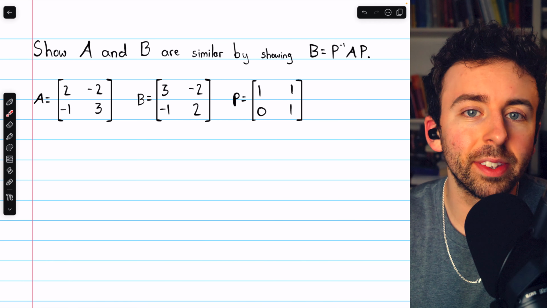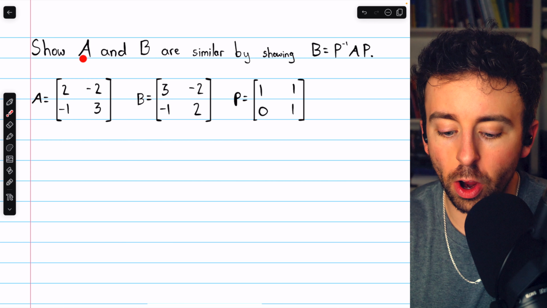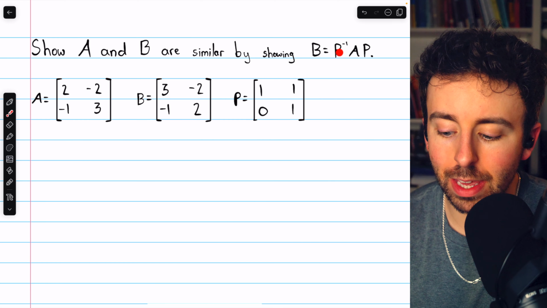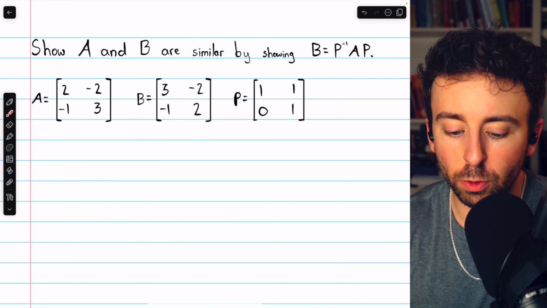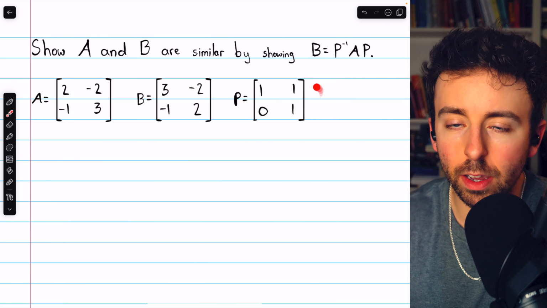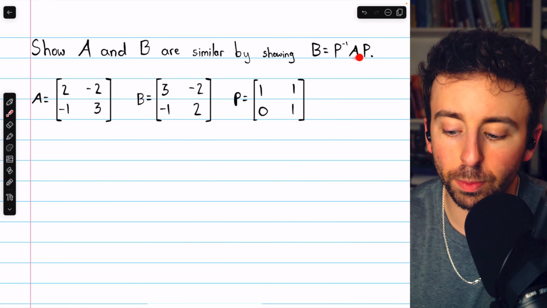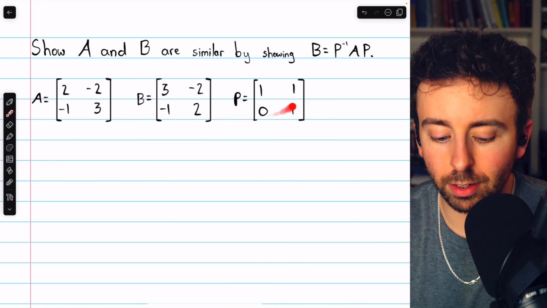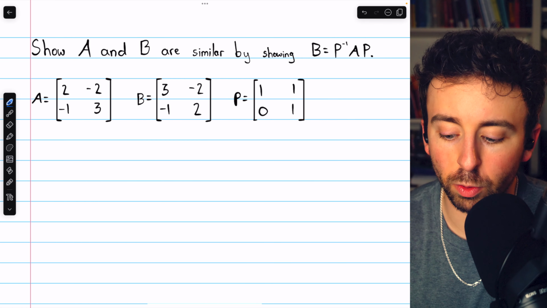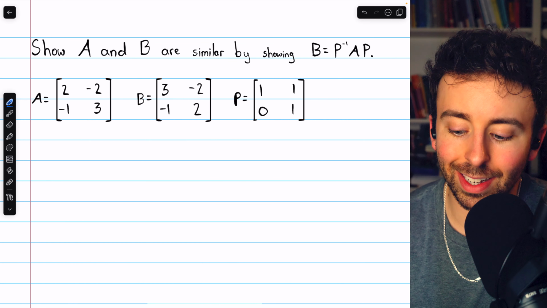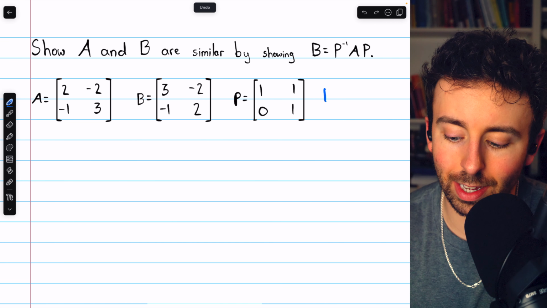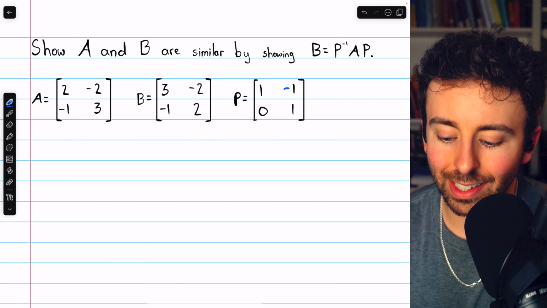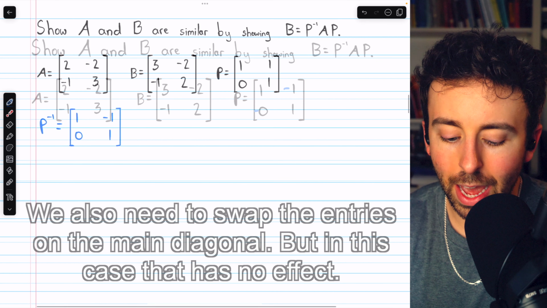We'll finish with a couple of examples. Let's begin with this one. We're going to show that A and B are similar matrices by showing B equals P inverse AP. So the matrices A, B, and P are given to us. We'll just have to do some matrix multiplication, but first we'll need to find P inverse. Since P is a 2 by 2 matrix, finding its inverse is pretty straightforward. We'll need to divide everything by the determinant, and the determinant we see is just 1. So we'll divide everything by the determinant, and then negate the entries on the counter diagonal. And that looks like this.